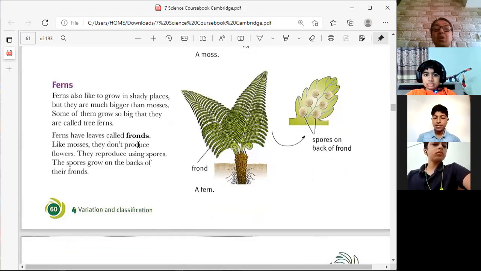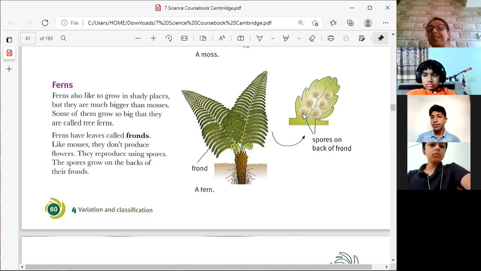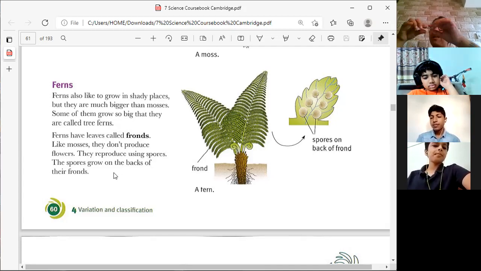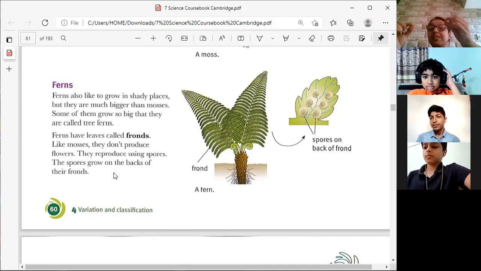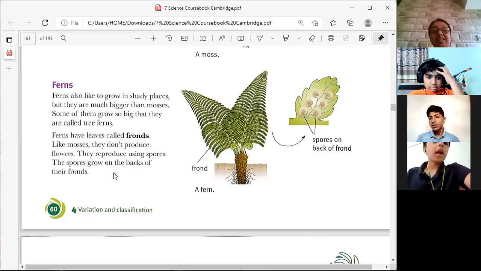Ferns have leaves called fronds. You can see these fronds. They reproduce using spores, and you can see spores on the back of each frond. These are the seeds which help in reproduction, spores you can say. Yes, the spores grow on the back of their fronds. You might have seen black dots on the back of a leaf. That is ferns. Their leaves are like the Christmas tree. Have you seen a leaf of a Christmas tree? It is like that.